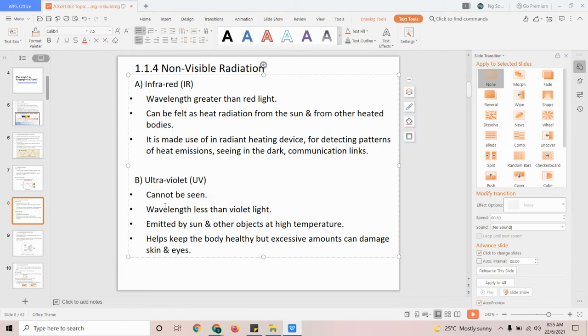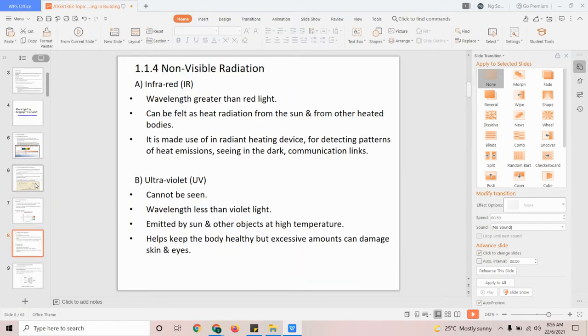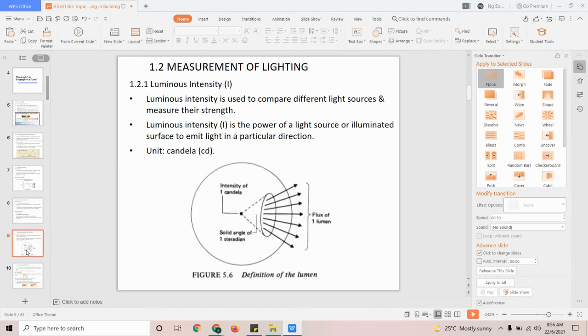Next, we have UV. The sun emits UV light to Earth, and we need it for our body, but it can be damaging to us if we are exposed to it. This is just a property of what light is about. Light is something that is all around us, something that seems very simple, but we still don't know 100% about what all this is about.